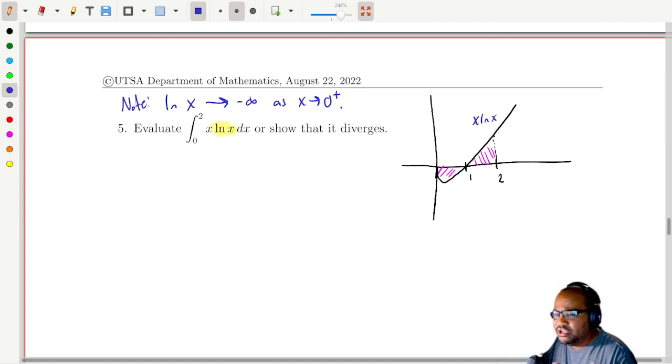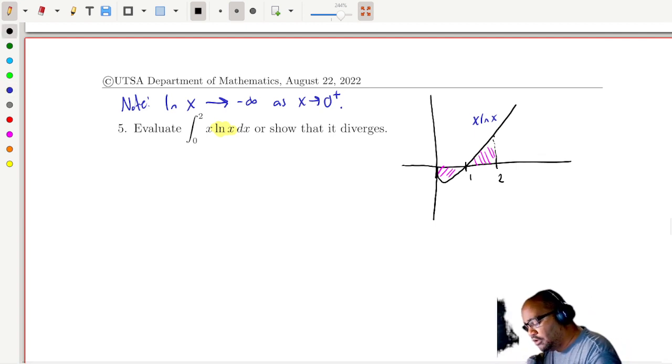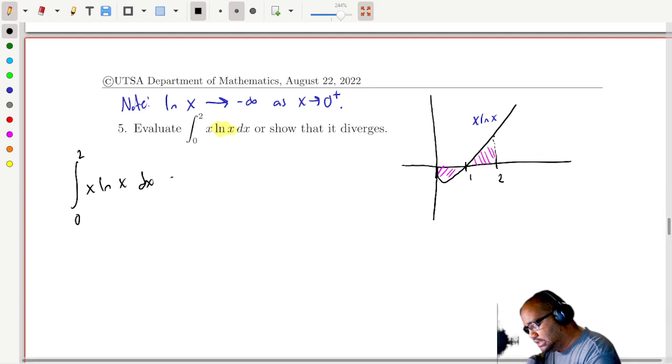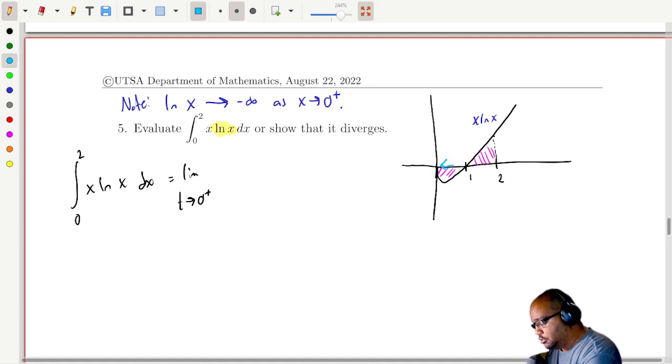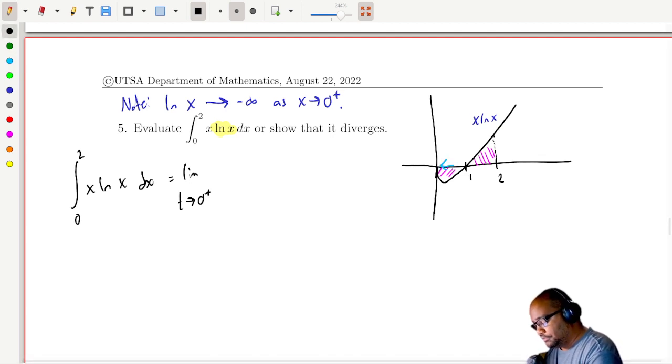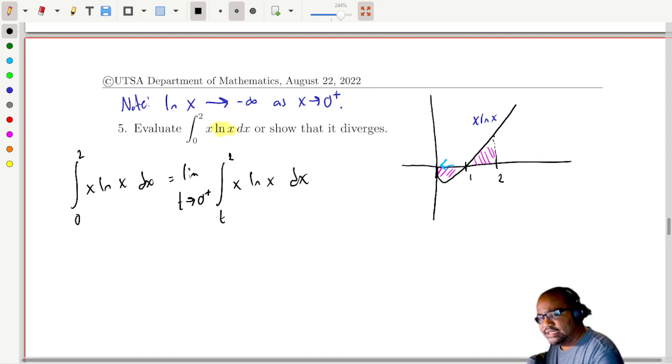So we're integrating to an asymptote, a discontinuity, so we have to go ahead and treat this as an improper integral. So we're going to go ahead and rewrite this. It's an integral from 0 to 2 of x log x dx. We're now going to take the limit here as t approaches 0 plus, 0 from above, okay? We're only approaching 0 from the positive direction. Okay, now we're integrating from t to 2, x log x dx.